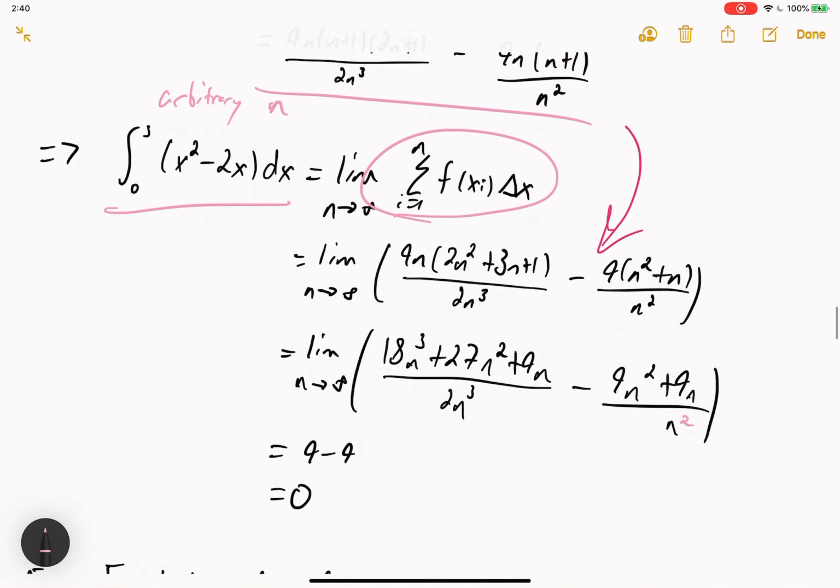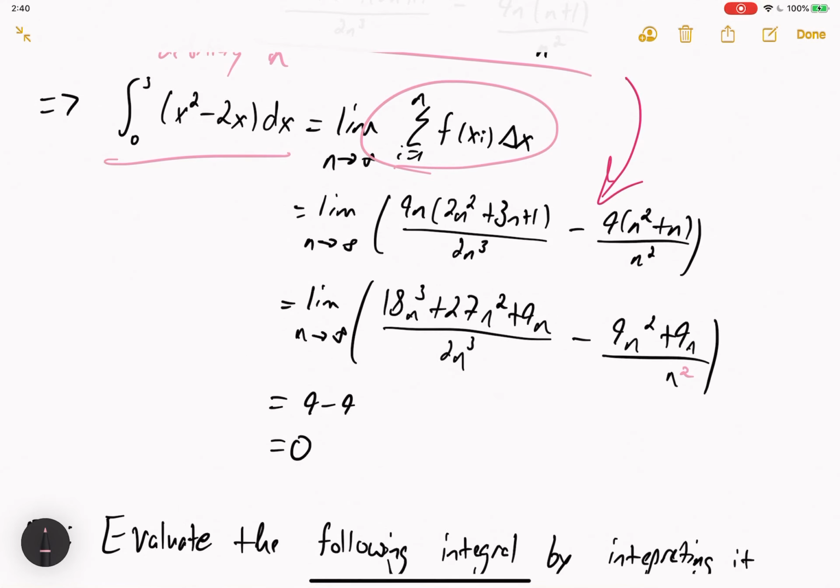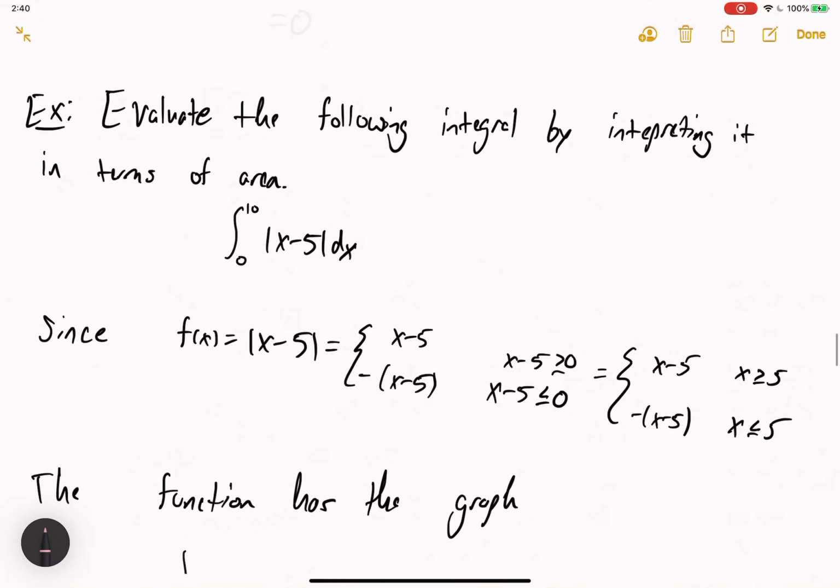So we got the definite integral. We got the actual limit to be 0, which is actually, I think, pretty cool.